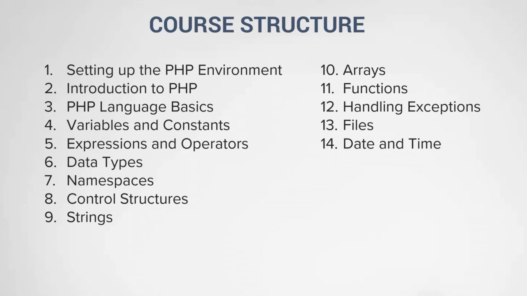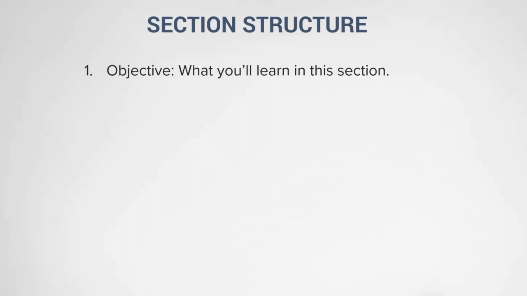Let's look at how this section is organized. Well, there's a pattern on how we have organized the lectures in the section. This is the section structure, and we follow a standard structure for all our sections. So let's understand what this structure looks like. First, for every section, the first lecture will be the objective, wherein you will understand what you will learn in this section. Then there will be some theory lectures where you'll understand what the concept is all about.